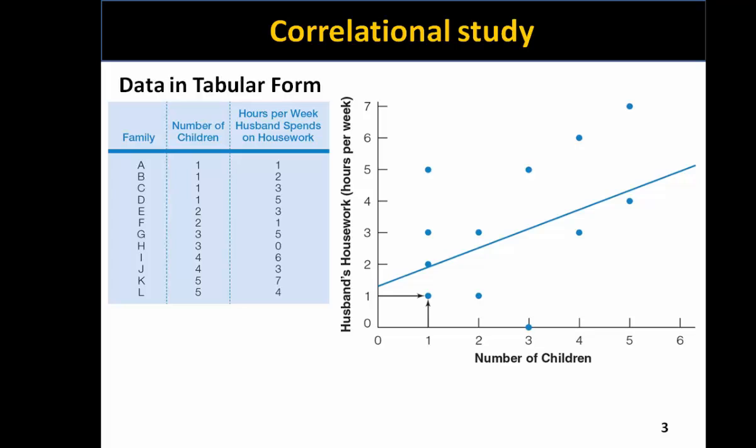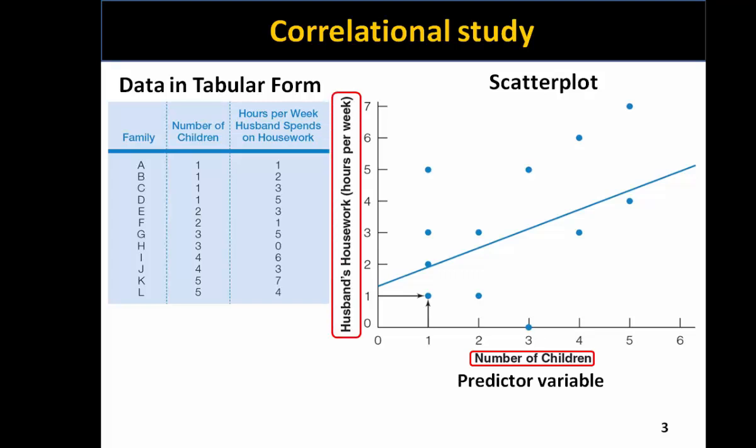So this is an example out of the textbook where we see two different displays of the data. The first display on the left-hand side is the data in tabular form, and on the right-hand side is the scatter plot. So here we see the number of children per family listed on the x-axis. So this is our predictor variable, and along the y-axis is the housework in hours per week, and that is what we now refer to as the criterion variable.